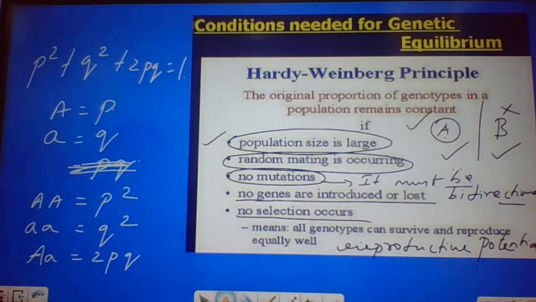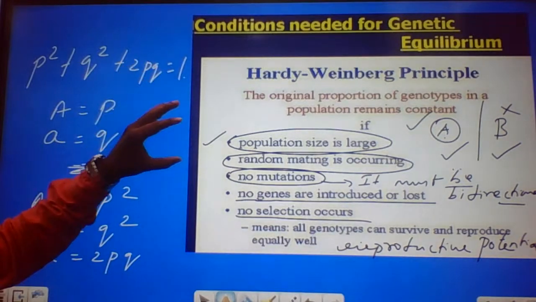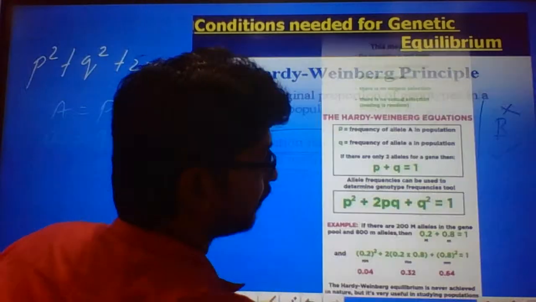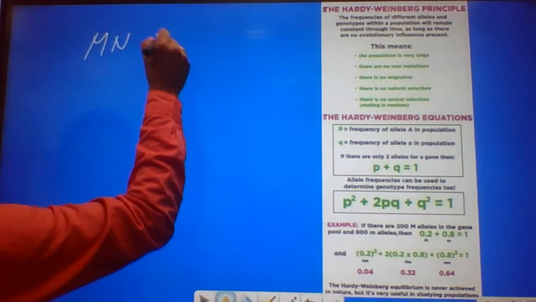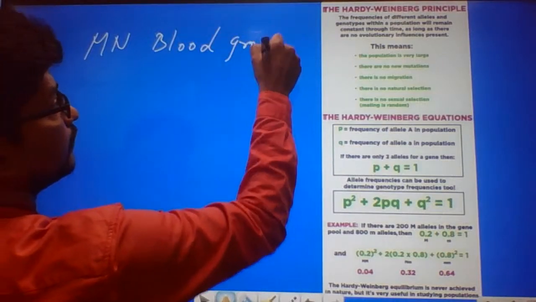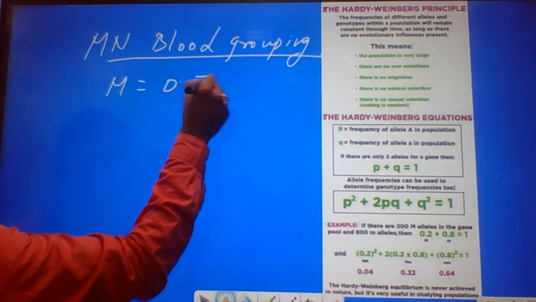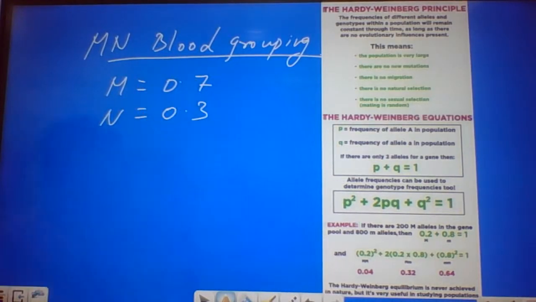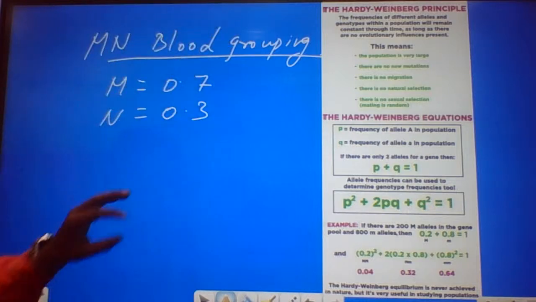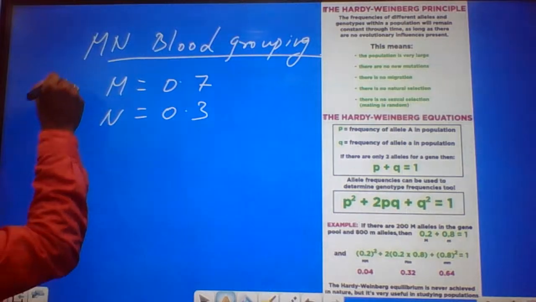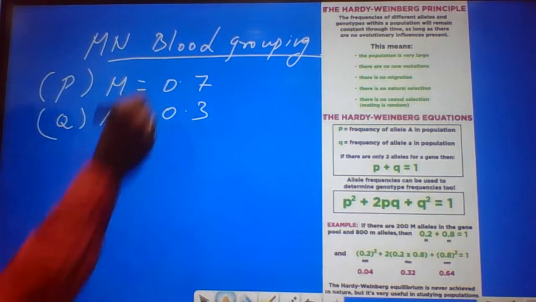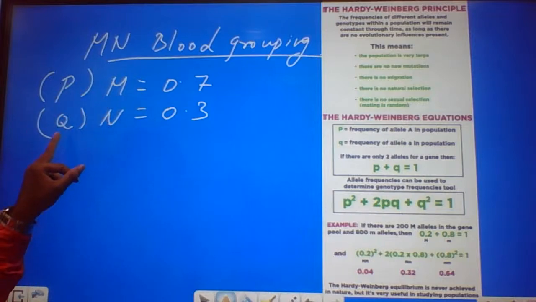Now I'll give a value for this one. For example, take the MN blood grouping. They just give a value for this particular question. If they ask you to identify what the frequency might be, for example, they give the frequency of M as 0.7 and N as 0.3. They ask you to identify using the Hardy-Weinberg principle, so you're going to apply this. M is P and N is Q. So you're going to apply 0.7 and 0.3 as P and Q in the equation.